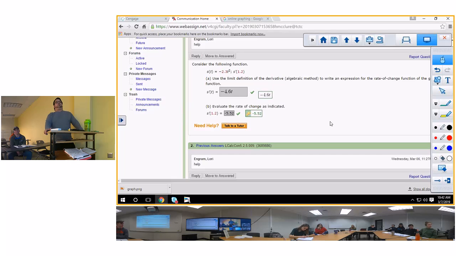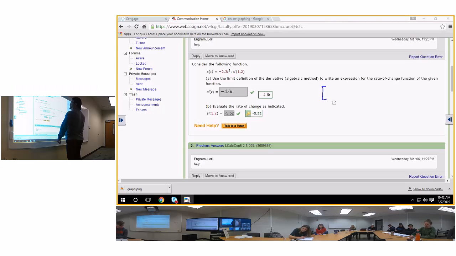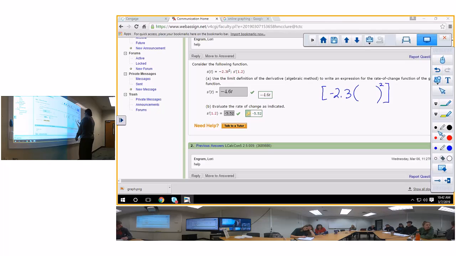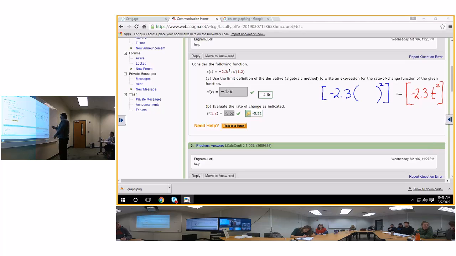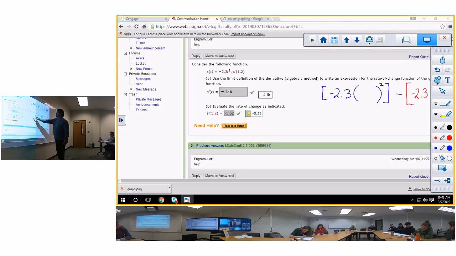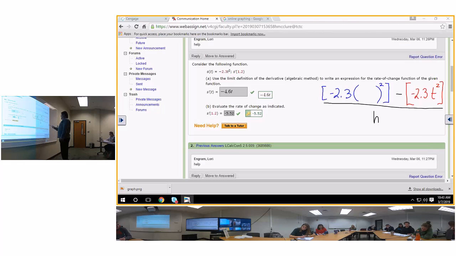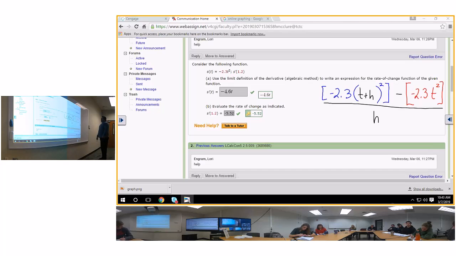It says negative 2.3 t to the second power, and then plug in 1.2. So that means I'm going to rewrite the equation. Negative 2.3 parentheses second power, close, and then minus f of x, which is 2.3 t to the second power. Now remember, you can put in x if you want to, and then put in x plus h, but we're going to have to put in t plus h, over h. So here we're going to type in t plus h right there. And now do your algebra.